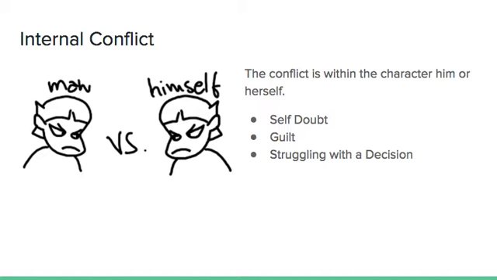him or herself. And just three examples of something that could drive an internal conflict might be self-doubt, guilt over having done something, a struggle to make a decision. Those are all examples of internal conflicts. That's within the character, him or herself. There is no outside force that they are struggling with.